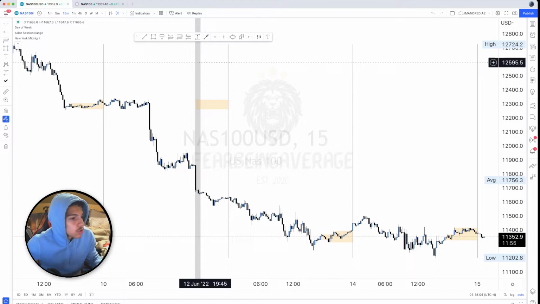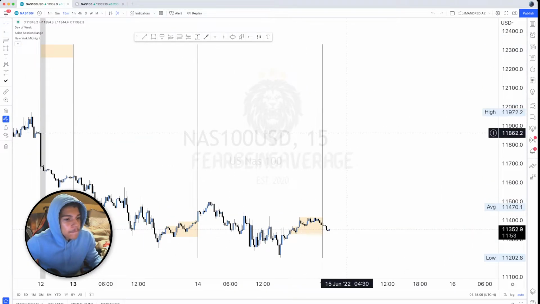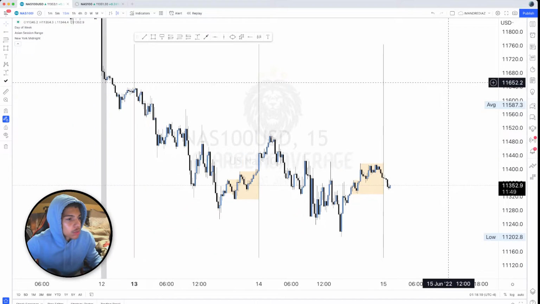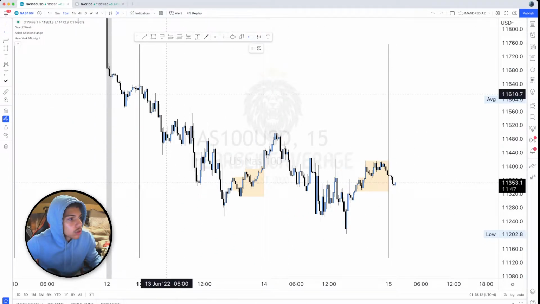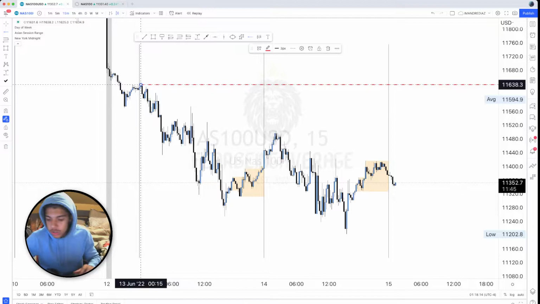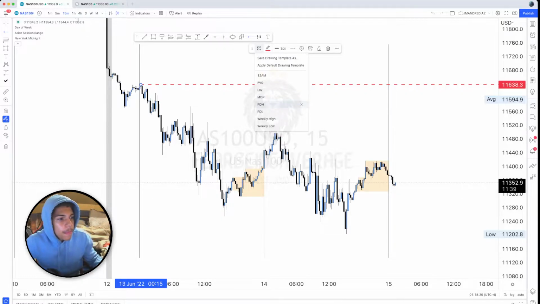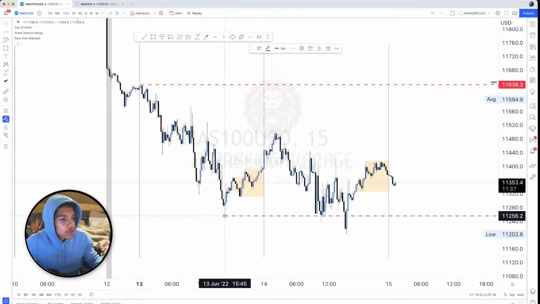But let's get right into this daily range case study. First thing we're going to do is what we always do. We're going to mark up the previous day's highs and lows, which is over here. Today was Tuesday, June 15th. Let's get the previous day's high, previous day's low.